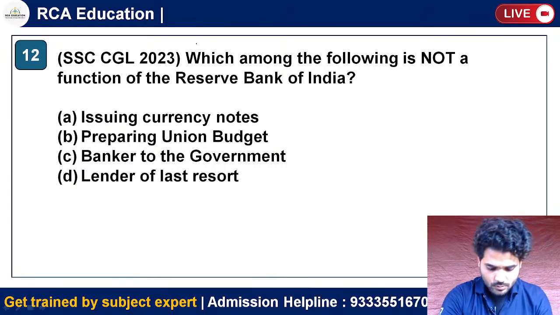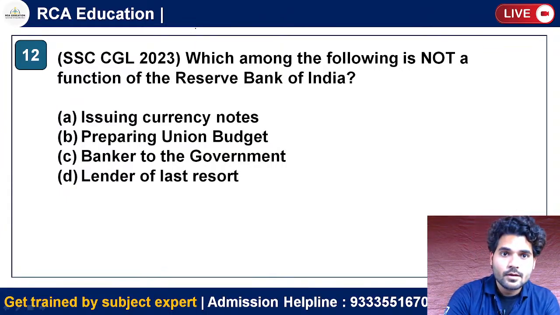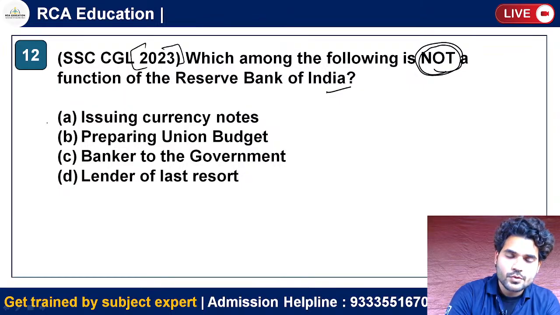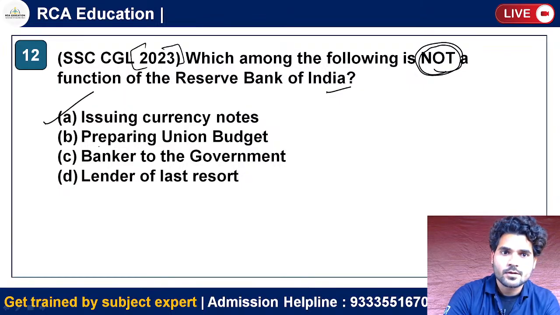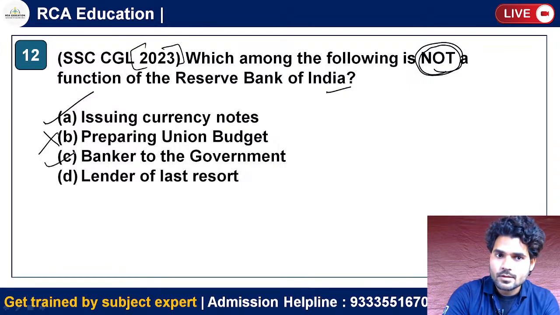Number 12. SSC CGL 2023 question. Which among the following is not a function of the Reserve Bank of India? Issuing of currency notes is a function of RBI. Preparing the Union Budget is not a function of RBI. Banker to the bank, yes, and lender of the last resort, yes, absolutely. Banks will go lastly to the RBI. So the correct answer here is option number B.